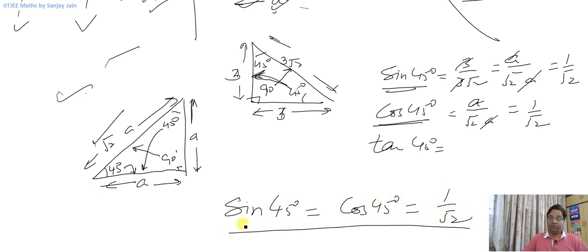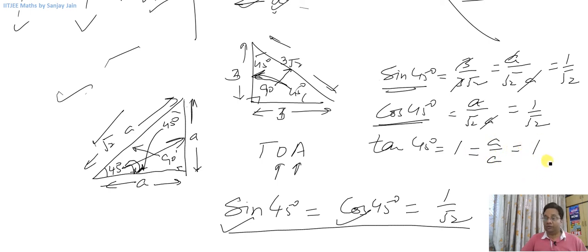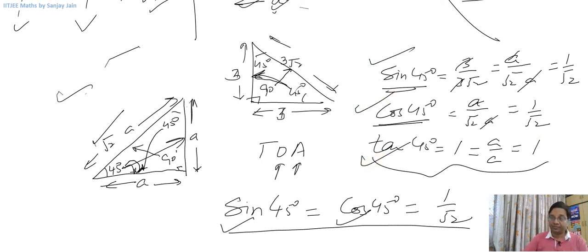So immediately you know that their ratio, sine by cos, is equal to tan. So this will be equal to 1. Tan 45 will be equal to 1. Otherwise, you know by TOA that it is opposite by adjacent. Opposite to 45 is a and adjacent to 45 is also a. So opposite by adjacent being equal will give you a by a, which equals 1. So tan 45 is 1. So now you know sine 45, cos 45, tan 45 also, right?